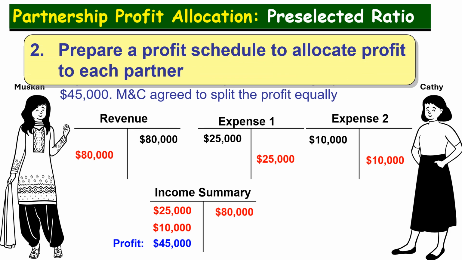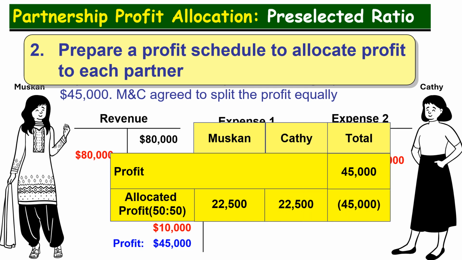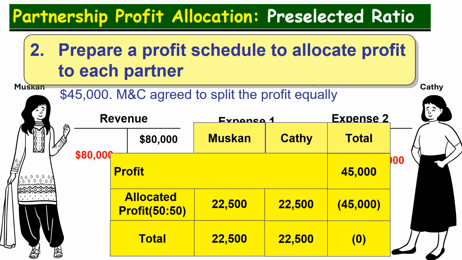So now the second step, after you have closed the accounts, is to prepare a profit schedule. Most exam questions ask you to prepare this profit schedule and then do the journal entries. So we write the partner's name, write the profit amount, which is 45,000, and now reading the question, they have agreed to split the profit in the ratio of 50-50, that is equally, so each of these partners will get 22,500 profit. Okay, so that's the profit there.